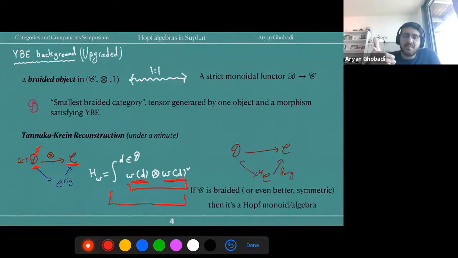What's the point of this object? If I additionally assume that C is braided, or even better, symmetric, which is going to be in my example, then I have a Hopf algebra or Hopf monoid in this base category C. Just a side note, you don't need C to be braided or symmetric, but in that case you do something like this, and you get something called a Hopf monad. So you can do all these things at the level of bimonads and Hopf monads.